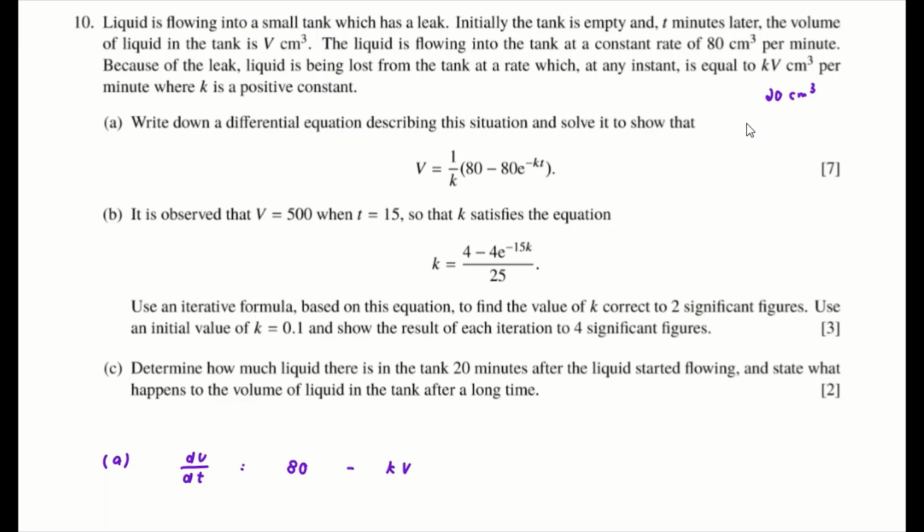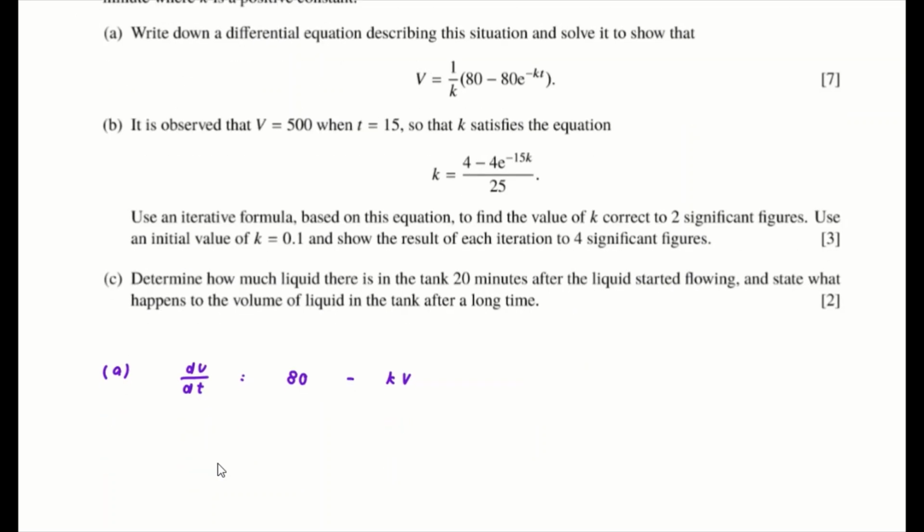It will be 60. How do you get 60? Because you're flowing in 80 and flowing out 20, so 80 minus 20, you get 60, right? It's the same idea now, but your 20 is kV. So that's why it's just 80 minus kV. So you can get the rate of change for the volume of the liquid in the tank. Okay, so now we have our equation already.